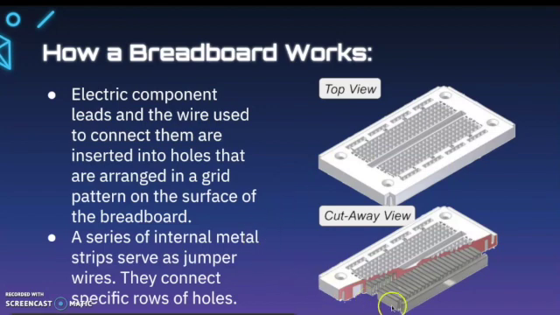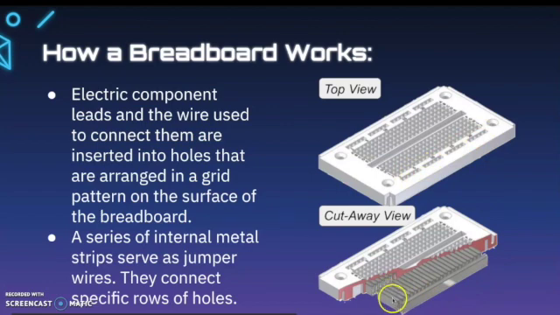specific rows of holes. If you look at the cutaway view, you can see this bar right here actually lines up with this bottom row. That indicates that there are internal metal wires that connect each of these holes to the next one. That means if we were to plug in a jumper wire at hole 1 and it was connected to power, we would have power running through this entire row.